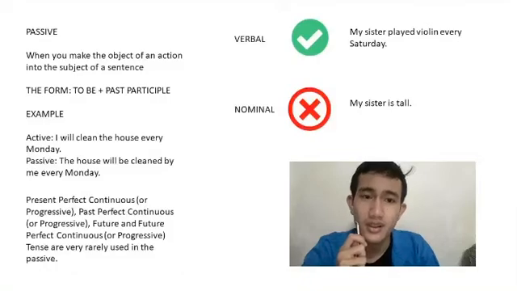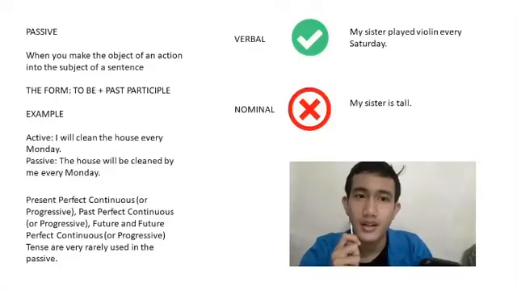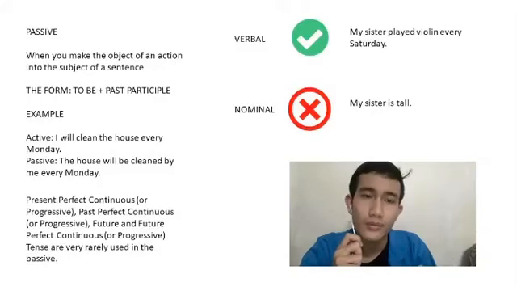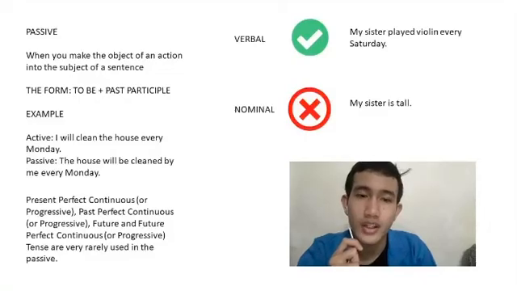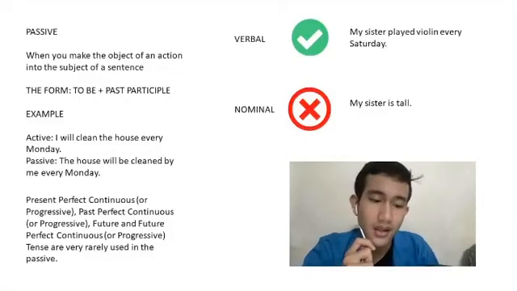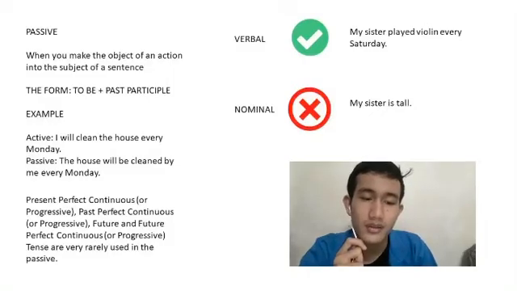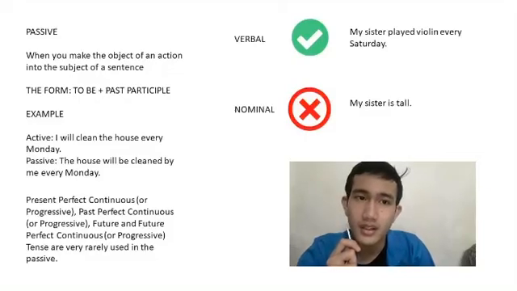And you just need to remember that in passive sentences, only a verbal sentence can be used to make a passive sentence. A nominal sentence cannot. For example, "my sister played violin every Saturday." You can make it a passive sentence, but a nominal sentence, like "my sister is tall," you cannot turn into a passive sentence.